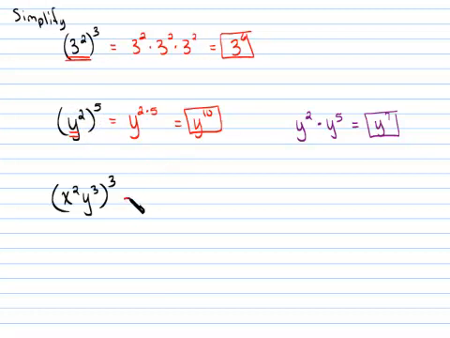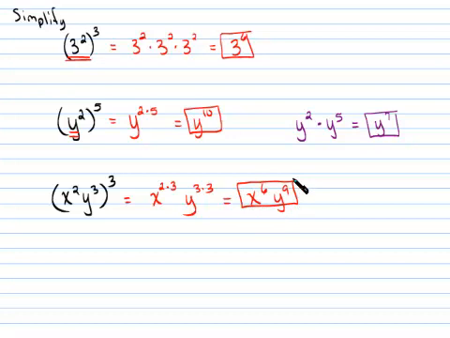You can probably guess what's going to happen here. If you have multiple bases in here with different powers to the third power, the easiest way to do this would be for the x, it would be 2 times 3. And then the y, it would be 3 times 3. Now you don't have to write this part if you don't want to. I just want to show you where the answers come from. It would be x to the 6th, y to the 9th.